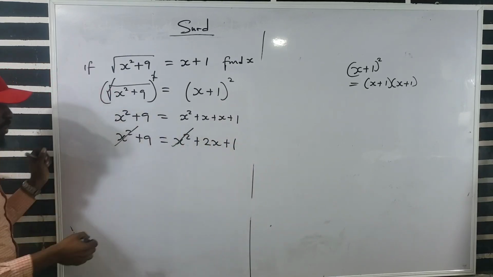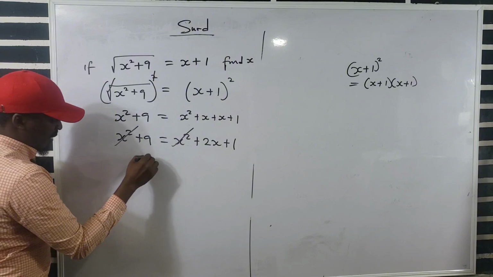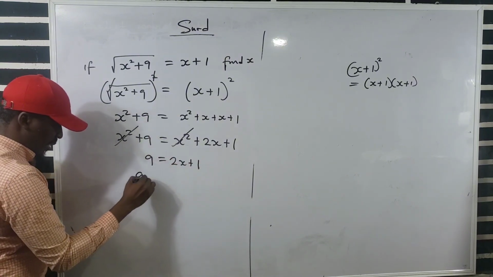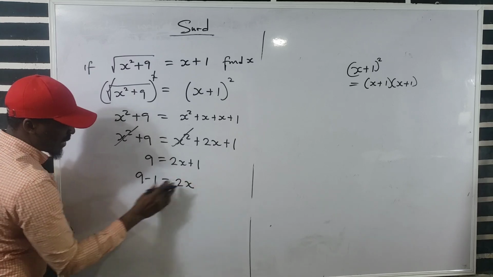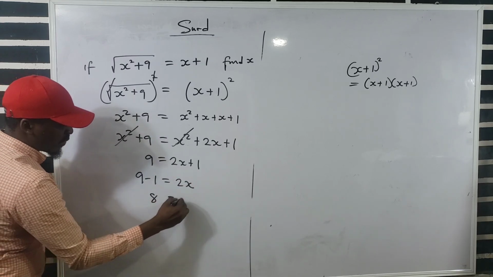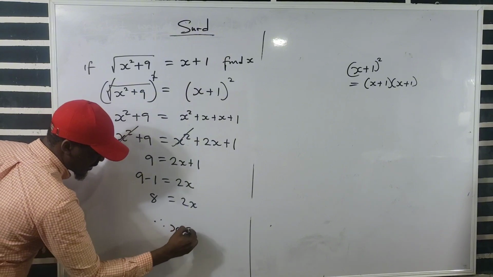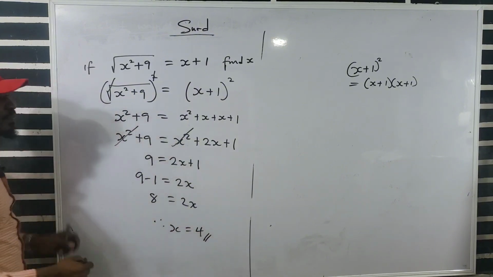This and this will go, okay? So we now have 9 equals 2x plus 1. When this one comes over here, 9 minus 1 equals 2x. These two here, 8 equals 2x. Divide both sides by 2. You have that x is equal to 4.